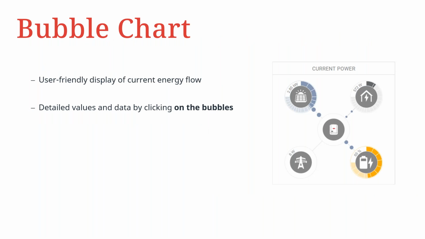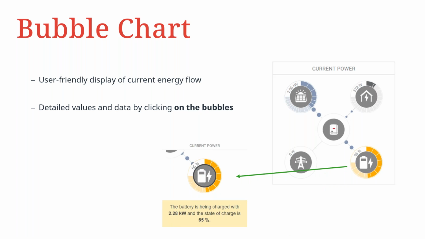With SolarWeb, you also get the bubble charts. This allows you to easily view the data in real time of what exactly is going on with your system. For example, with your battery pack that's running, you can see how much the battery is being charged with, as well as, in real time, the current SOC or state of charge of the battery in the system.